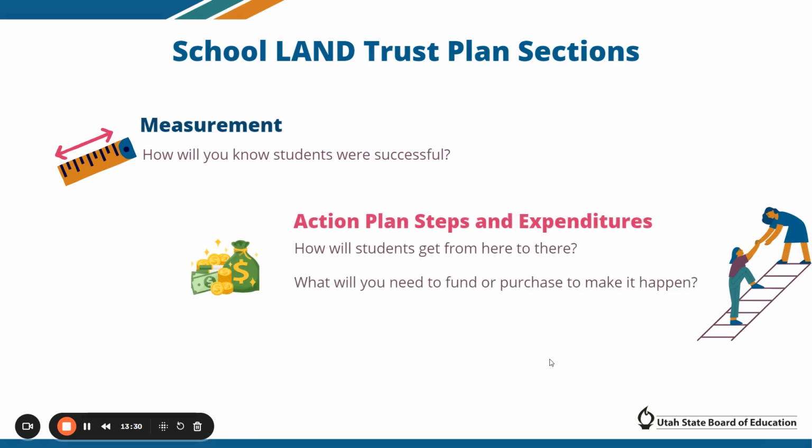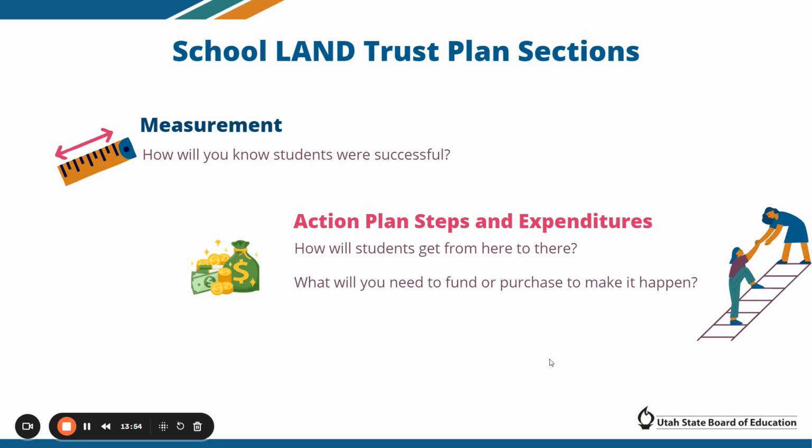When determining measurement, think of how you will know that your students were successful. It is recommended to limit measurements to 1 or 2 meaningful sources that will indicate whether school land trust funds were successful in helping you achieve your goal.